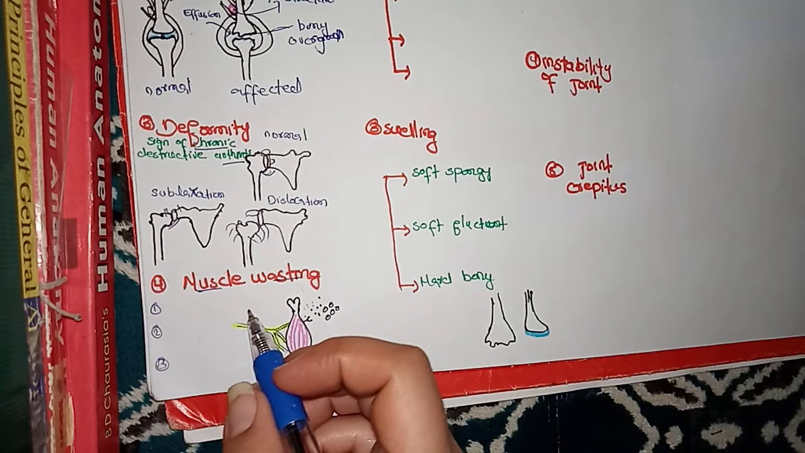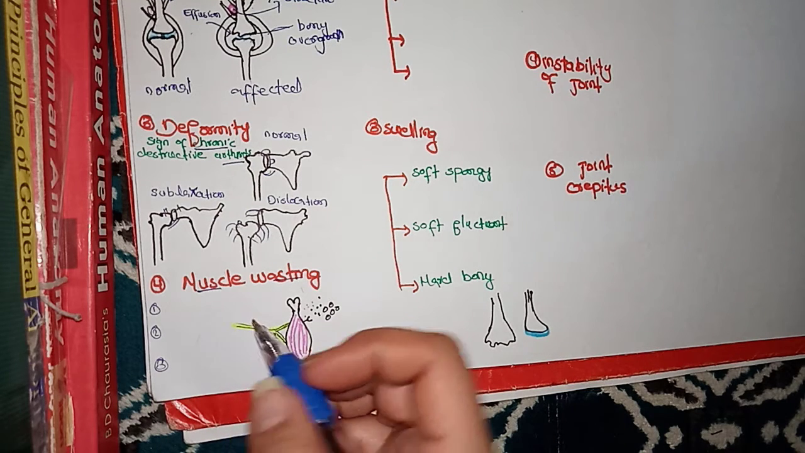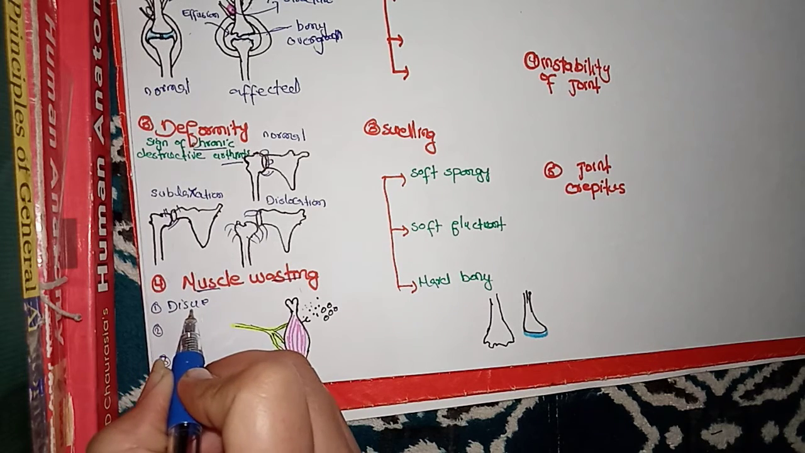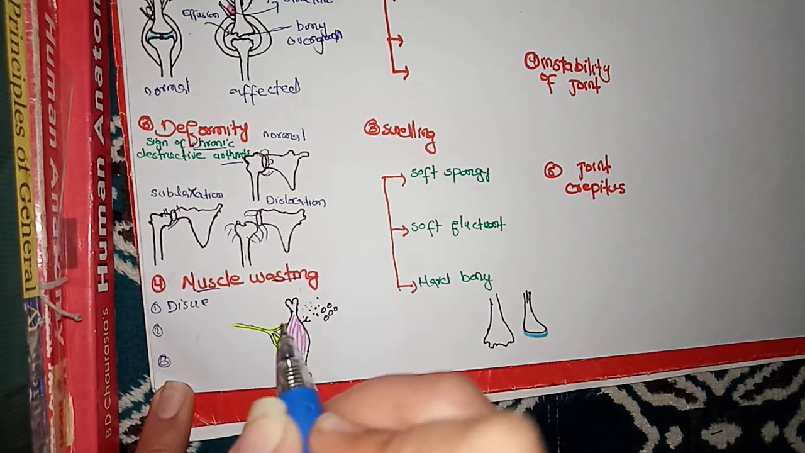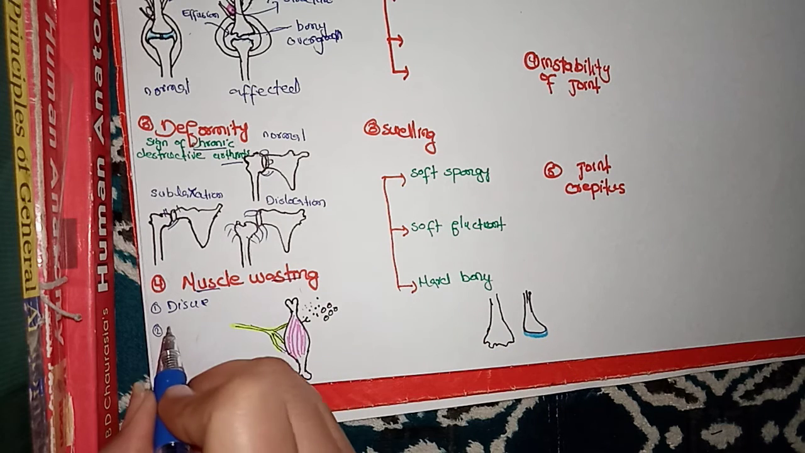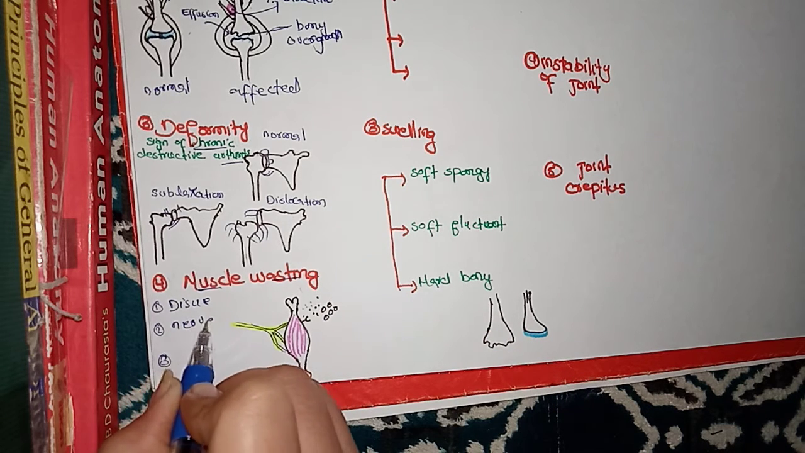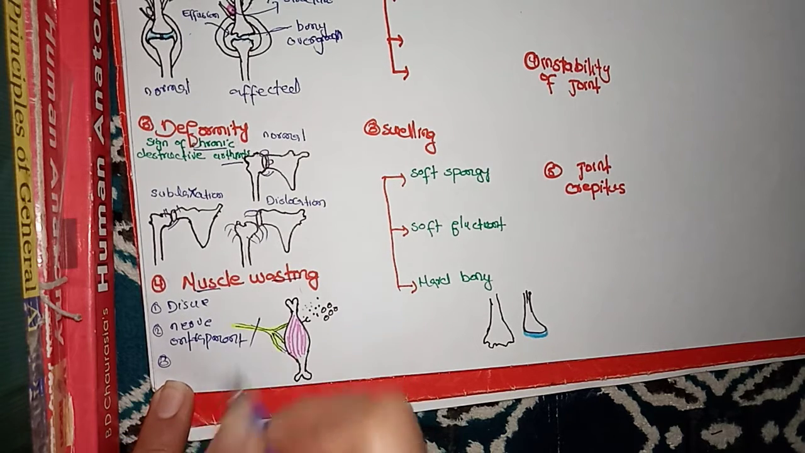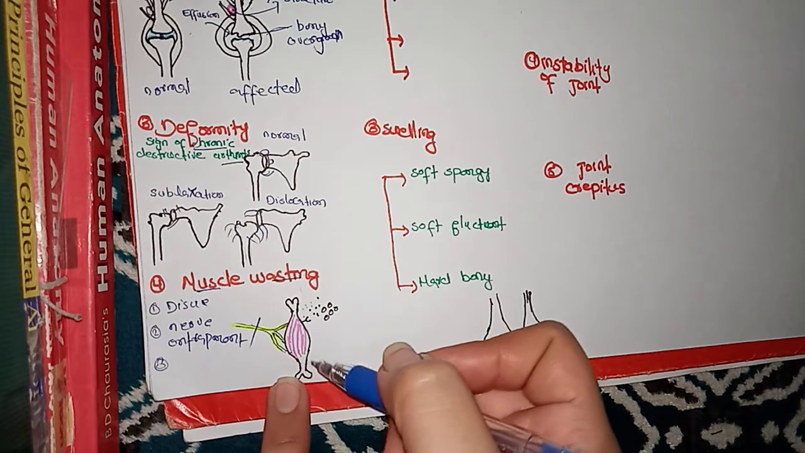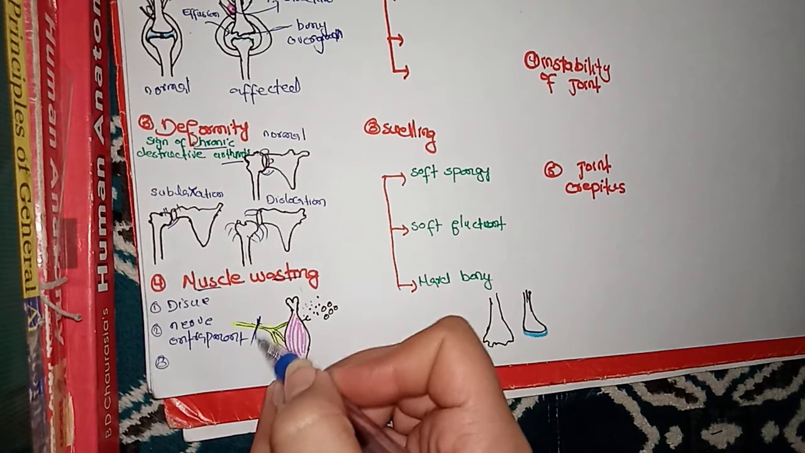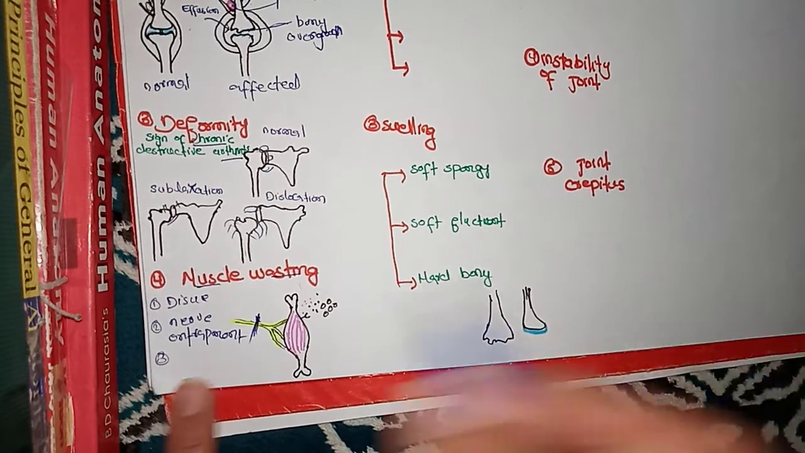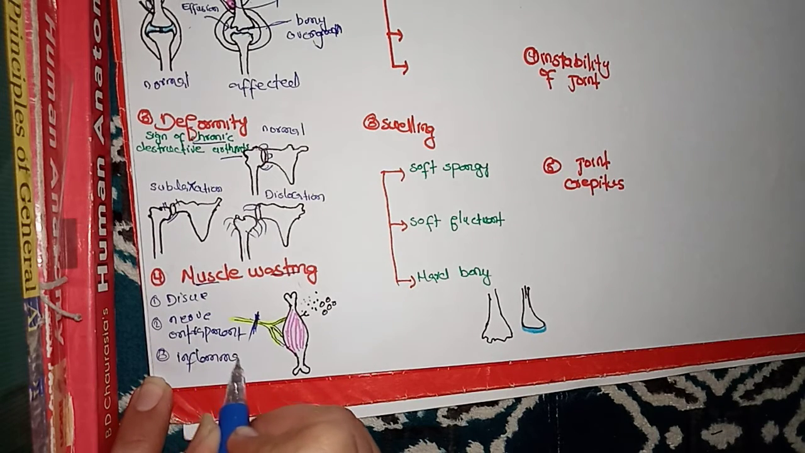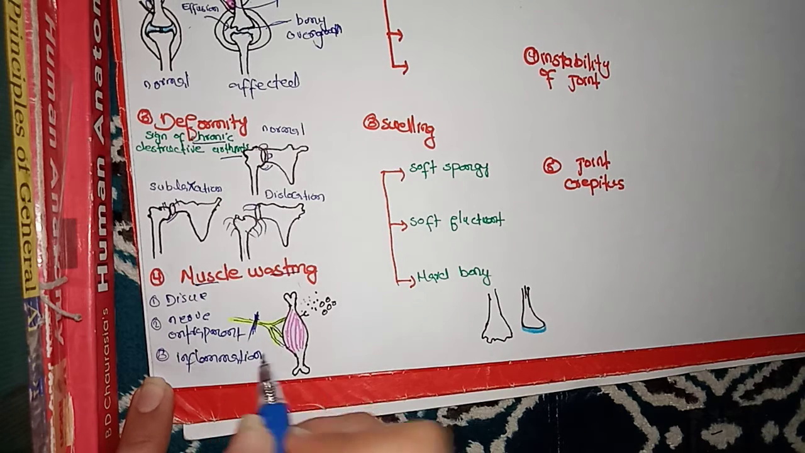And the next thing we observe is muscle wasting. The muscle starts wasting away. This is because of disuse, when the person does not use his or her muscle. The next cause is nerve entrapment or nerve cut, that is, the nerve supplying the muscle is cut off, maybe due to an injury or any kind of accident. And the third cause is inflammation of the associated structure, which may cause wasting of the muscle.